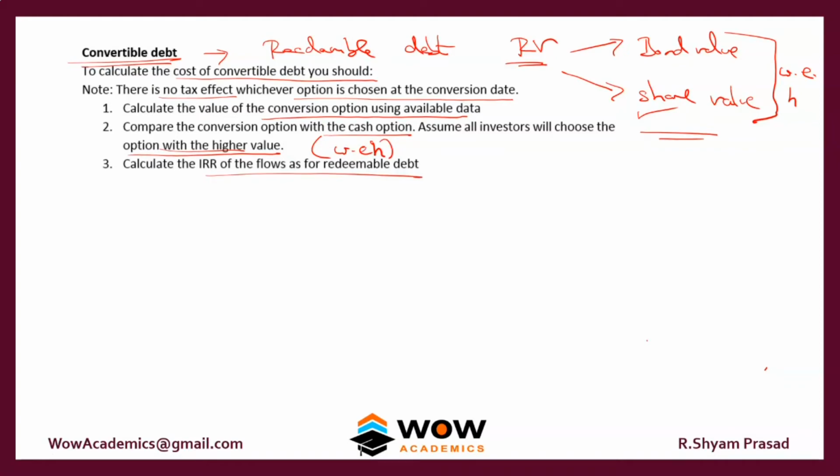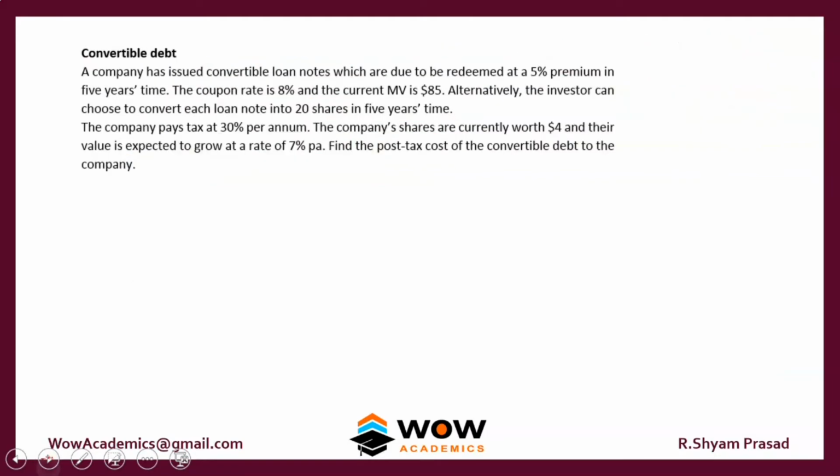Calculate the IRR of the cash flows as redeemable debt. Okay, so this is the only part where the redemption value is either a bond value or the share value. Whichever is higher, you have to choose. So we have a problem here.